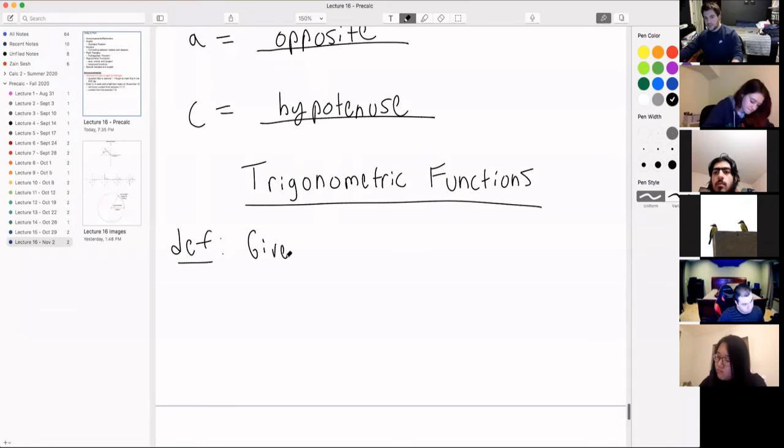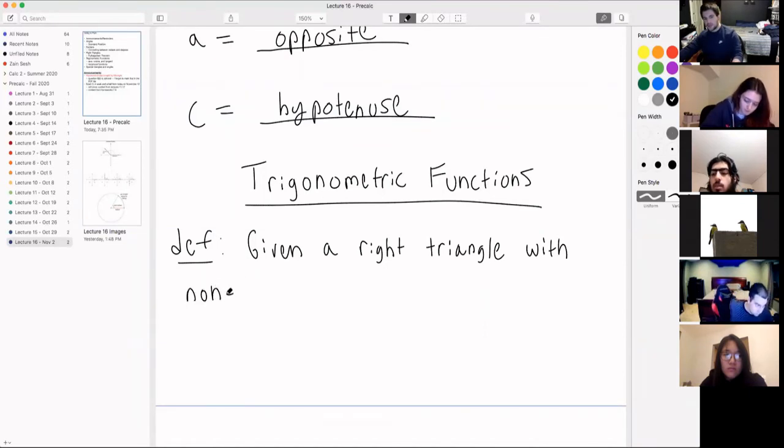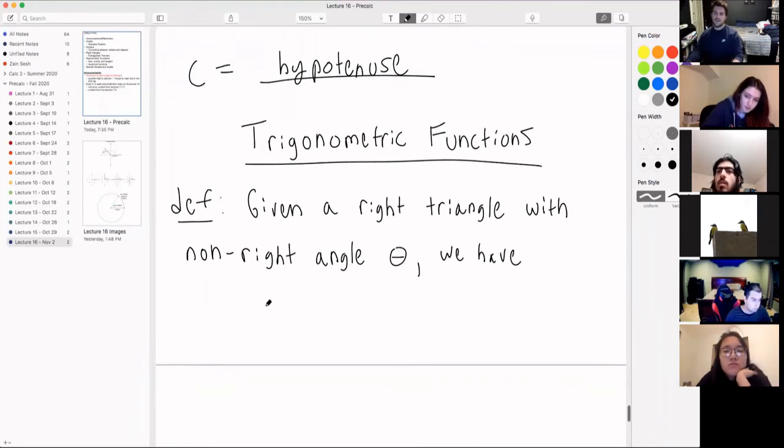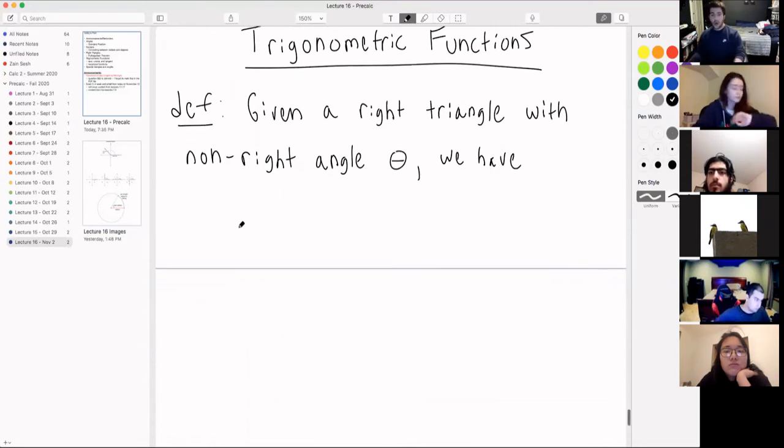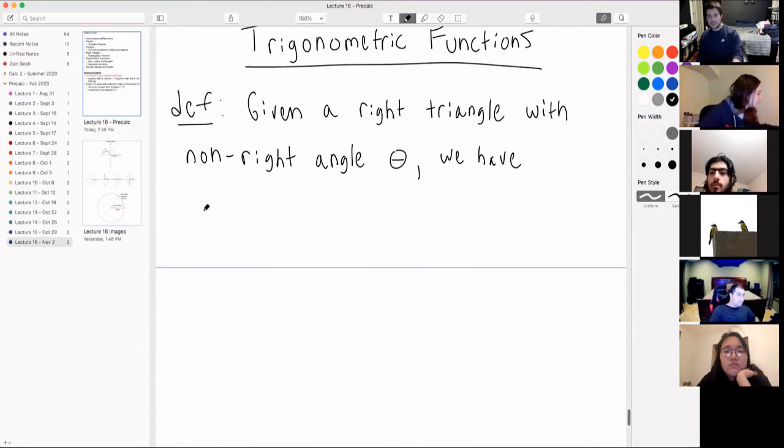Okay, so here we go. So definition. Given a right triangle with non-right angle theta, so we have the following definitions. So theta is just one of the angles that's not the right angle in the right triangle. Okay, so we have the following definitions.